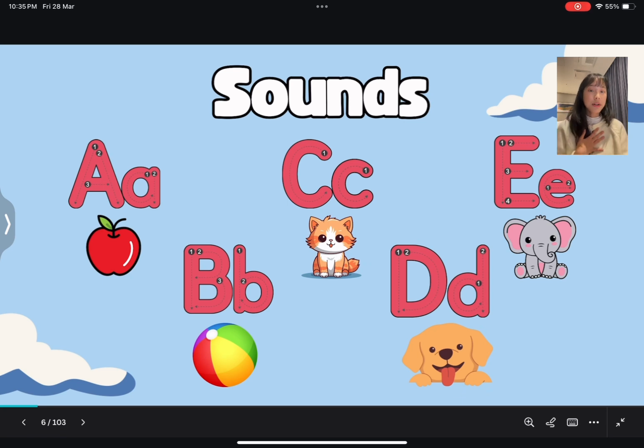For example, I would do "A is for apple," and they would know how to say apple. "B is for ball, ball. C is for cat, cat. D is for dog, dog. E is for elephant, elephant," like that. Once they have learned to associate the vocabulary with the sound, they are able to remember the sound just by looking at the letter.